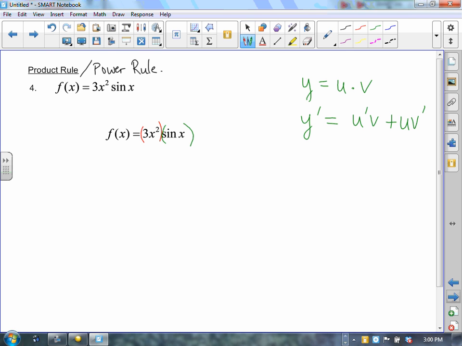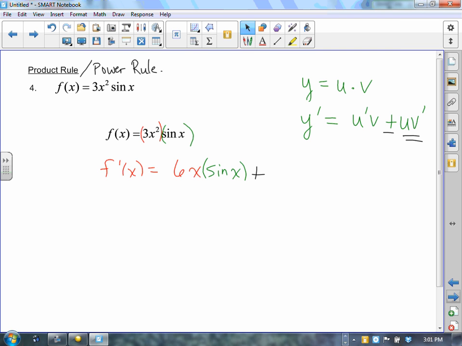Let's take the derivative of the first term, 3x squared. So f prime at x will be 6x. We'll multiply that by the second term, which is the sine of x, to which we're going to add on. Okay, here we are adding, and then we'll finish with u v prime. So u is 3x squared being multiplied by the derivative of sine x, which in this case is the cosine of x. Okay, and there you have it.